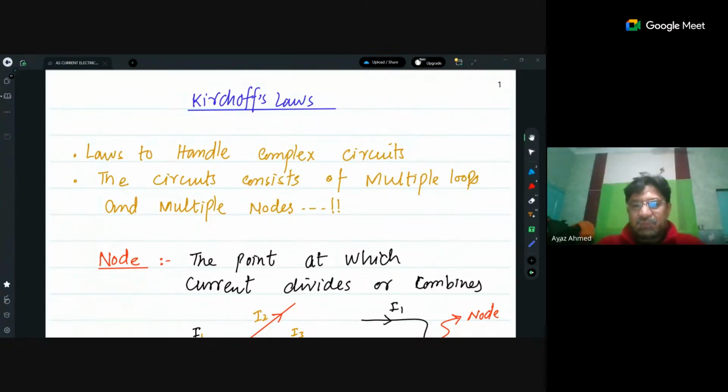So, what do we study in this topic actually? Kirchhoff's law deals with complicated circuits like the circuits in which multiple loops are there, the circuits in which multiple nodes are there, or the circuits in which multiple voltage sources are there in different order, right? So, for that purpose, first of all, I have to tell you what it means by a complicated circuit, and why do we call these circuits complicated circuits?